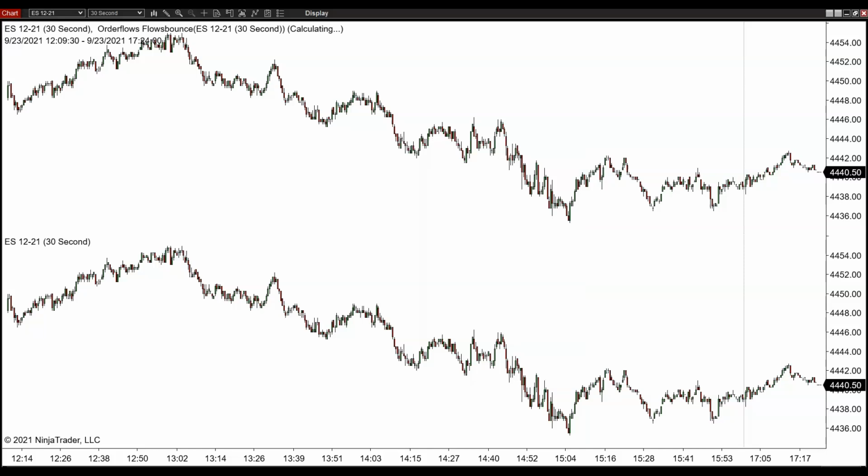So let's see here. Give it a second. Sometimes adding these things takes those on two charts on one.